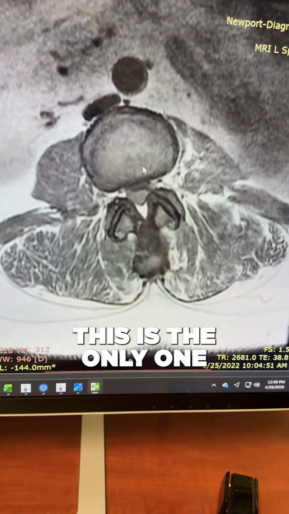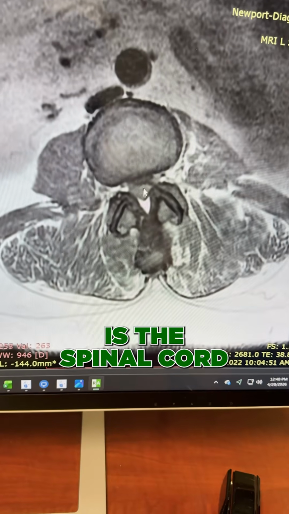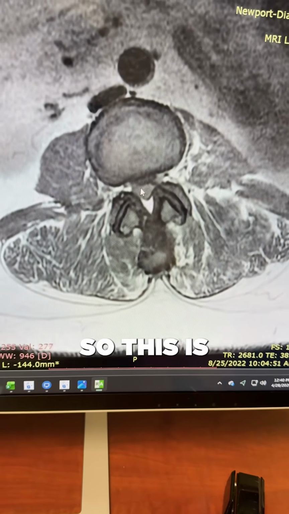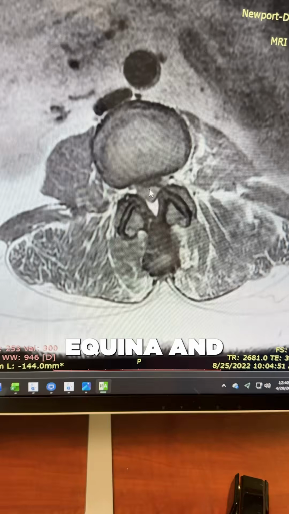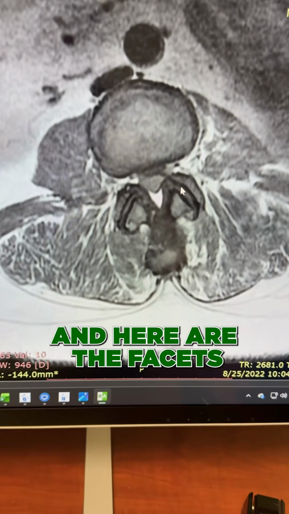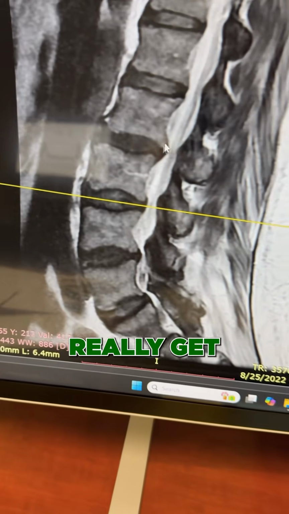This is the only one that we can see. And then right here is the spinal cord. Actually, in the lumbar, there's no spinal cord. So this is the spinal canal and the cauda equina. And here are the facets. So we can really get a good evaluation.